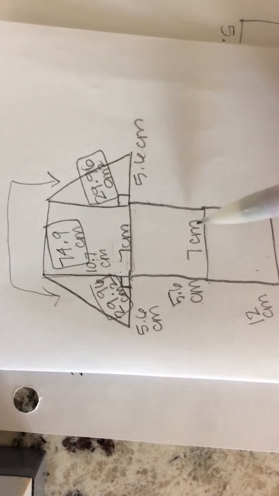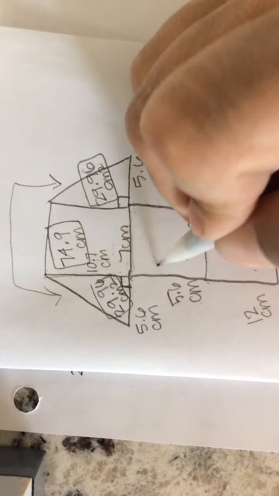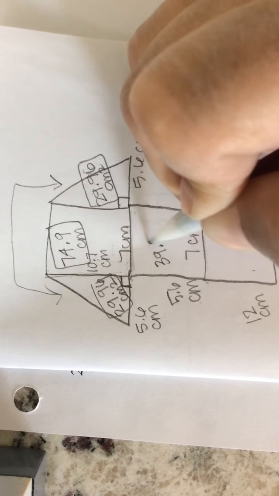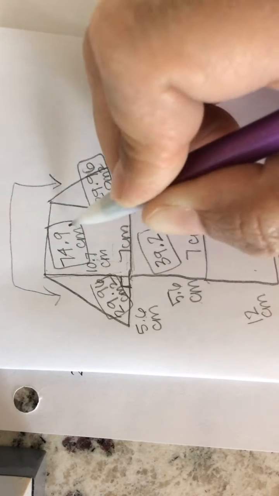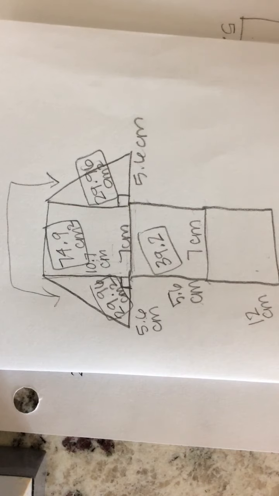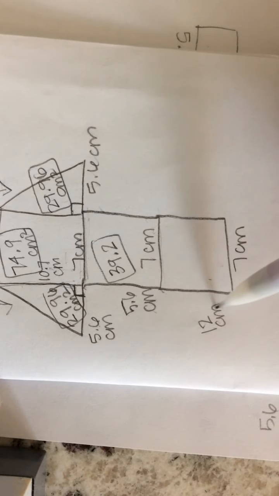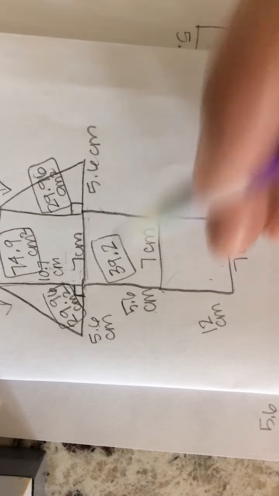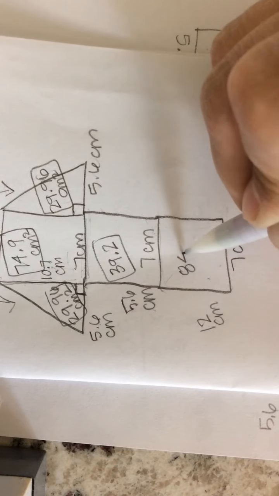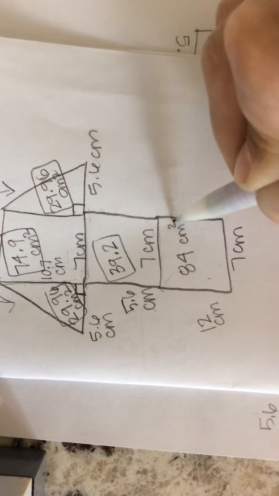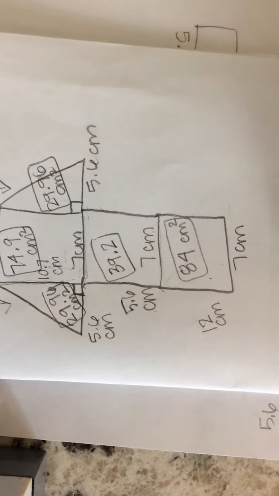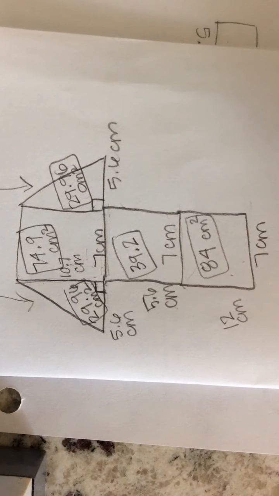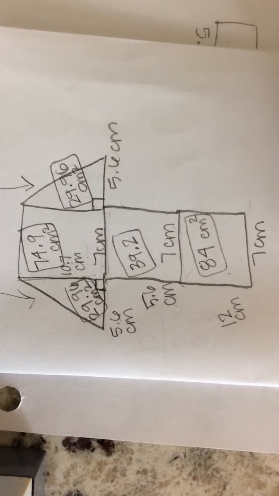So this rectangle is 5.6 centimeters times 7 centimeters. If I multiply that together, I get 39.2 centimeters squared. So I forgot to put my square there. Okay, and then on this one, you have your 12 centimeters times your 7 centimeters. So that's 84 centimeters squared. Okay, then I'm going to take all of those amounts and I add them together.